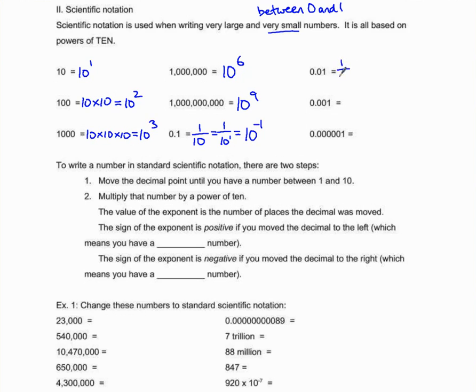0.01. This number is 1/100th, or 1 over 10 to the second power, or 10 to the negative second power. 0.001, that's 1/1000th. We're talking about 10 to the negative third power. 0.000001, this is 10 to the negative 2, 3, 4, 5, 6, negative sixth power.